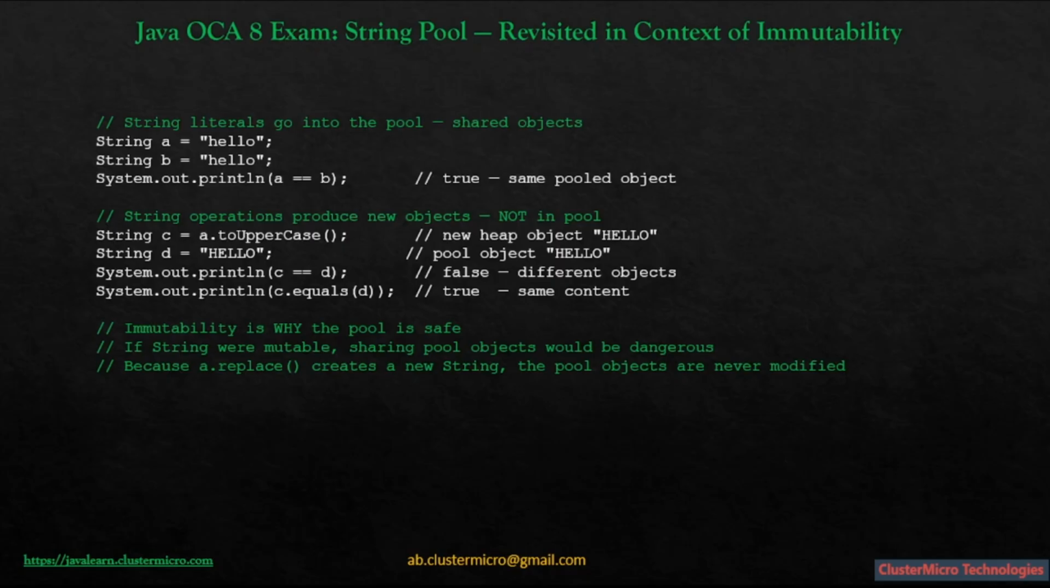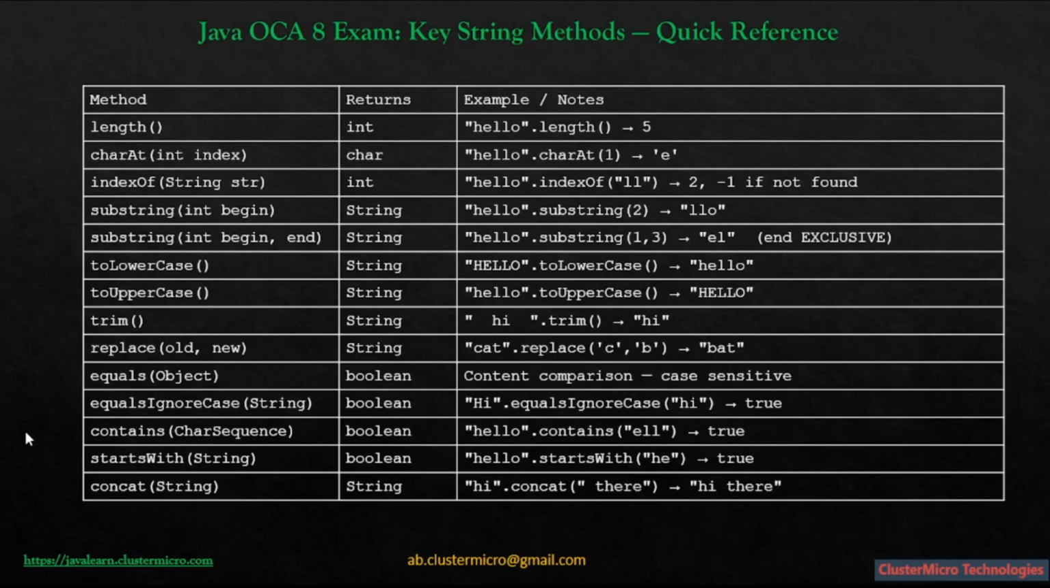Immutability is not just a design quirk, it is what makes the entire string pool concept work very safely. So, key string methods. Quick reference. length returns the number of characters in the string as an int. So hello has 5 characters, so length will return 5. Remember that this is a method, it has parentheses. This is different from arrays, where length is a field with no parentheses.